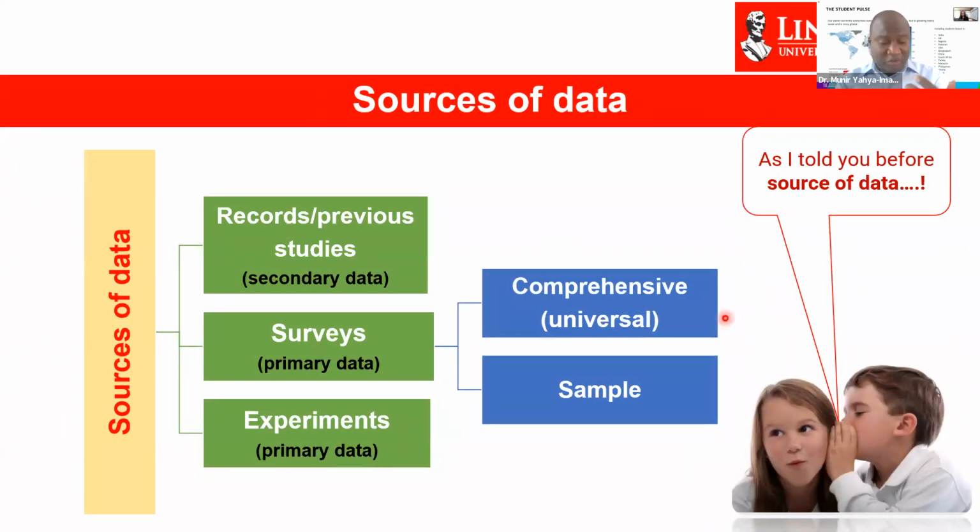Now, this data will come from somewhere. That's another thing you have to think about after you have defined the kind of data you want to use in your research. Your source of data is also very important. You can have your source of data as records of previous studies. If you get records of a previous study, then that can be categorized as secondary data, because you are not the one that collected the data. It was only derived from another person's research work, which is also allowed in every research.